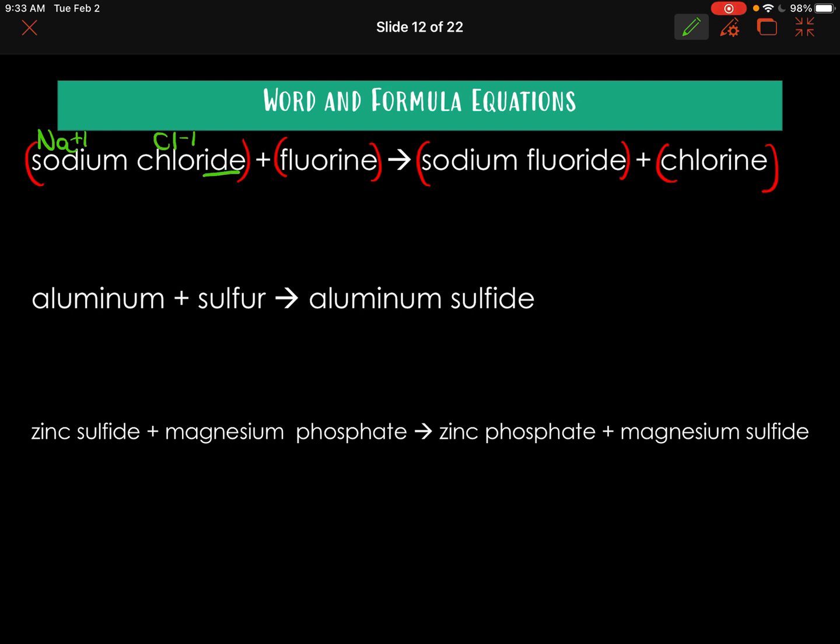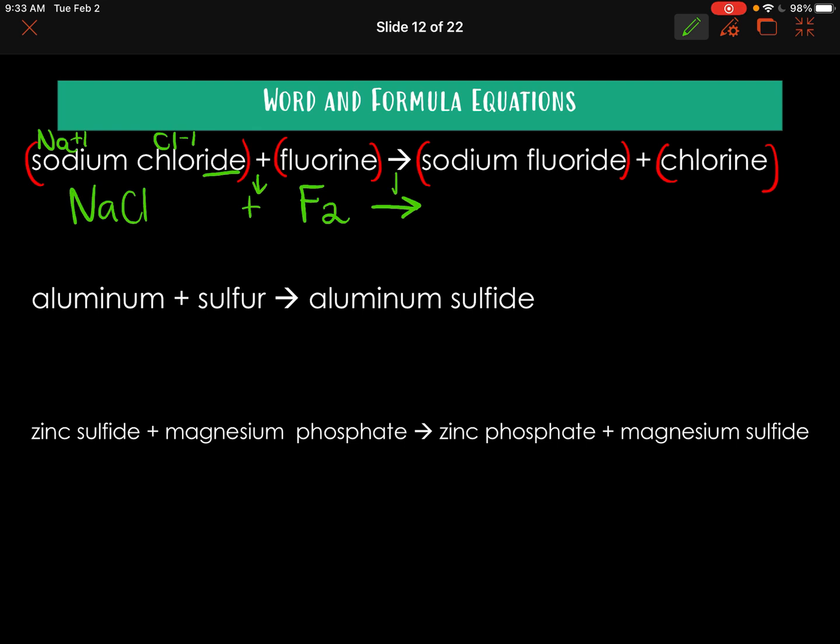Because I know that if it ends in -ide, it's just the element, so it's chlorine -1. So my formula is going to be NaCl. Plus, now fluorine. Fluorine is just an element. It's just one word. Is it diatomic? Yes. So I'm going to write it as F2. Okay, bring down that arrow.